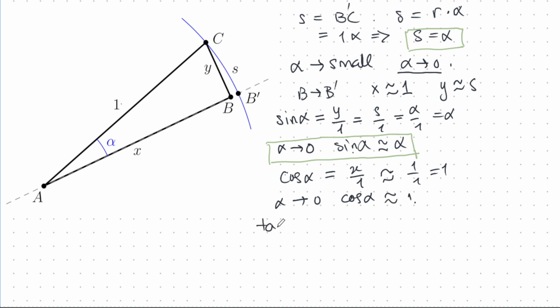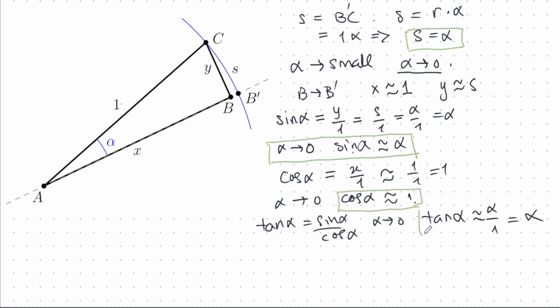And then finally, we can figure out tan of alpha. That's sine alpha over cos alpha. But when alpha goes to 0, sine is approximately alpha, and cos is approximately 1. So tan alpha is approximately alpha. So let us put some color around that. Cos of alpha is approximately 1 for small angle. And here, tangent alpha is approximately alpha for small angle.